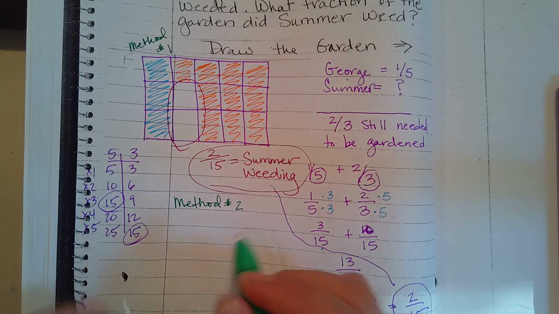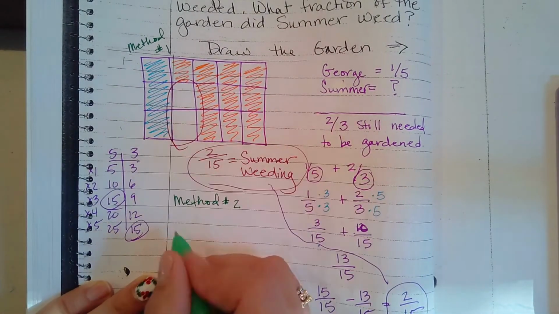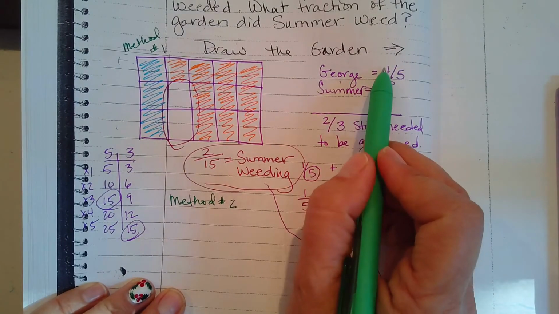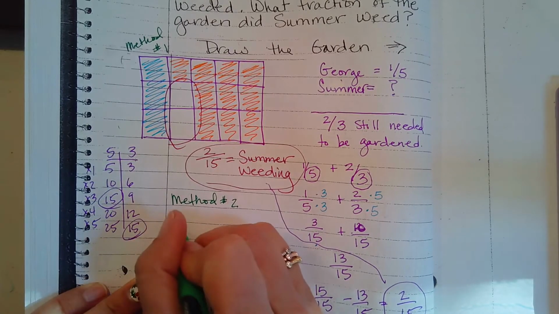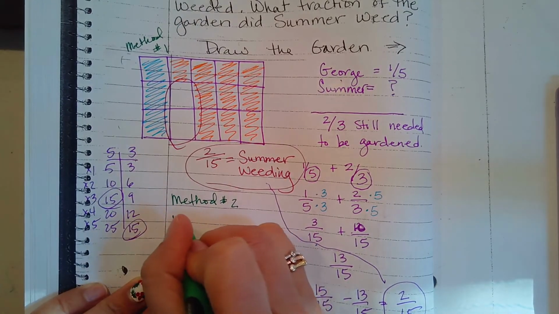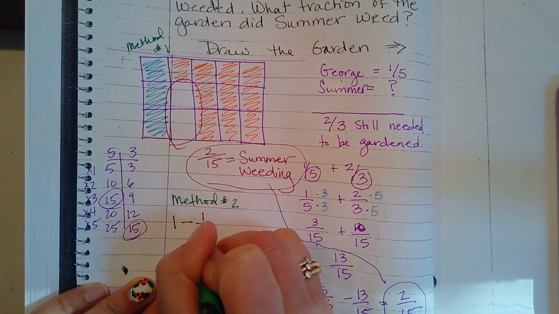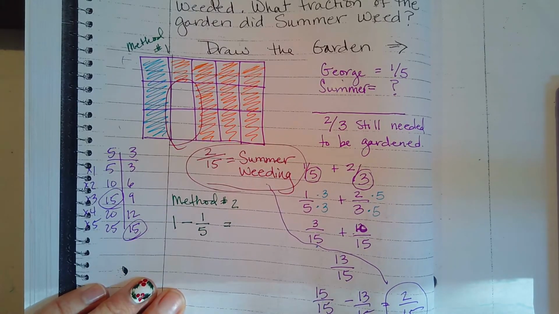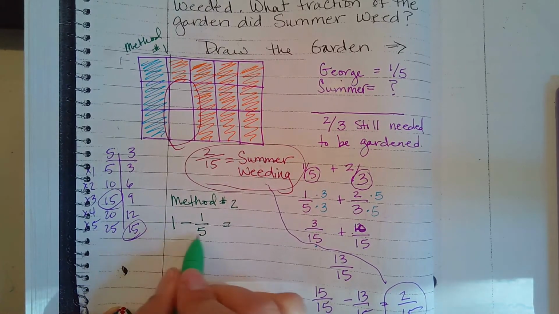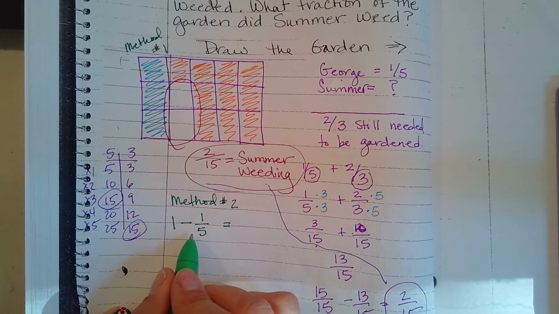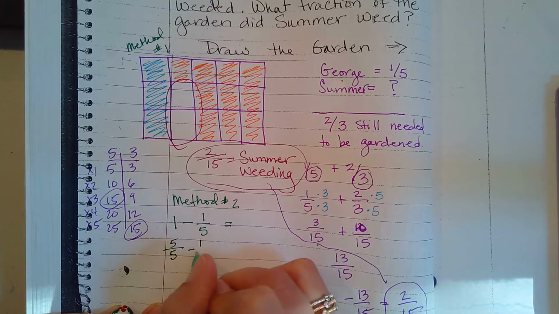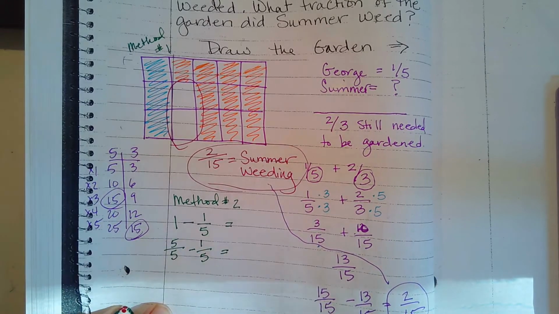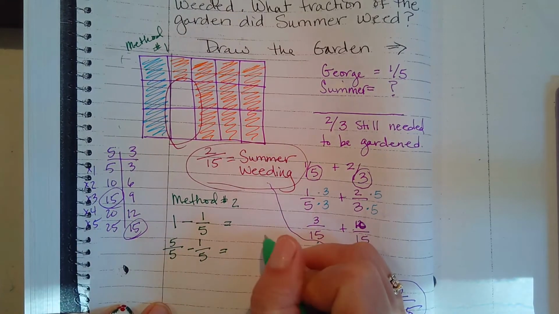So method 2, I'm going to start with 1 whole. We know that George weeded 1/5 of it, so I'm going to start with 1 whole and subtract 1/5. Well, can I subtract these the way it is? No, because they're not like units. So I have to change this to 5 over 5, and now I can subtract, right? So that would give me 4/5.